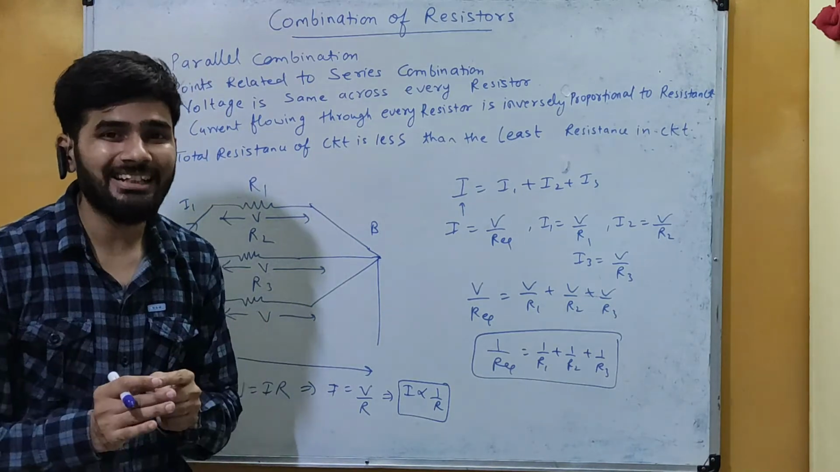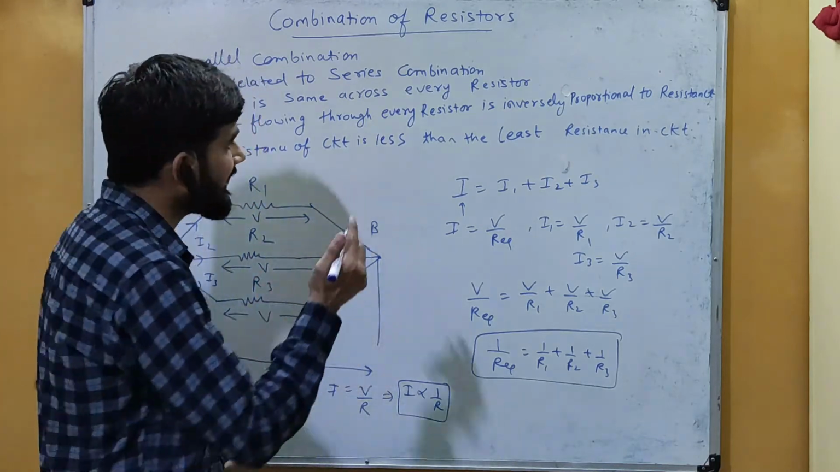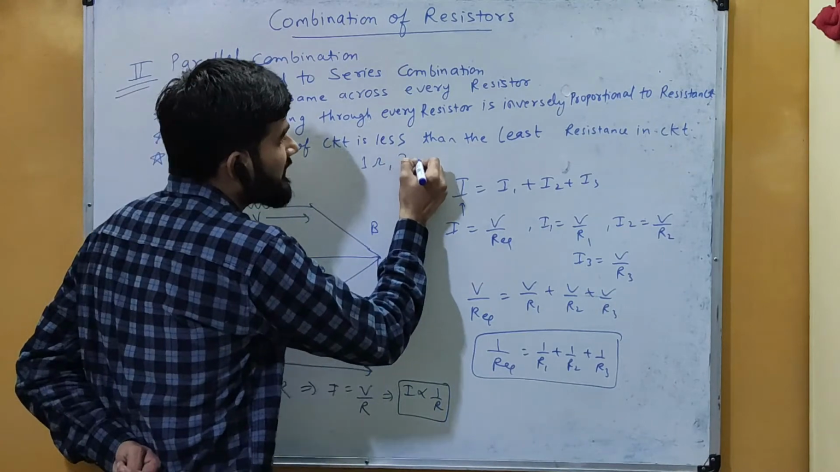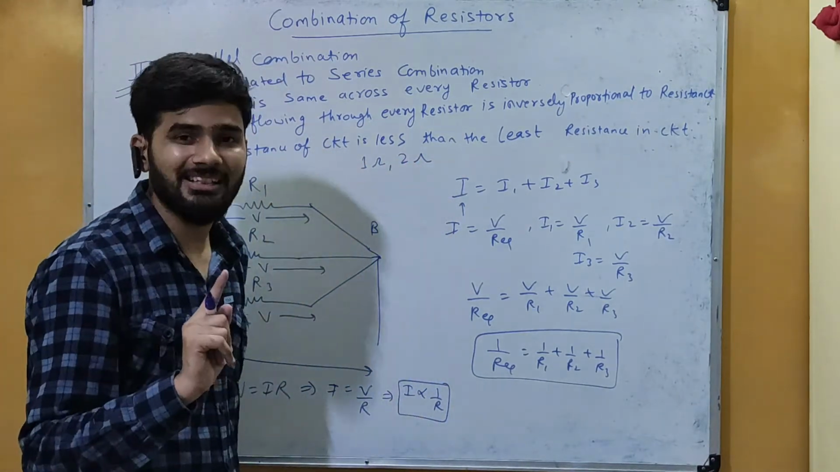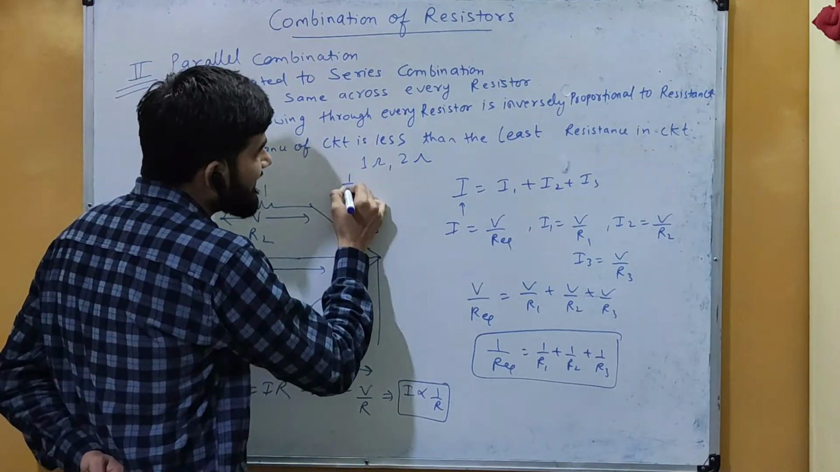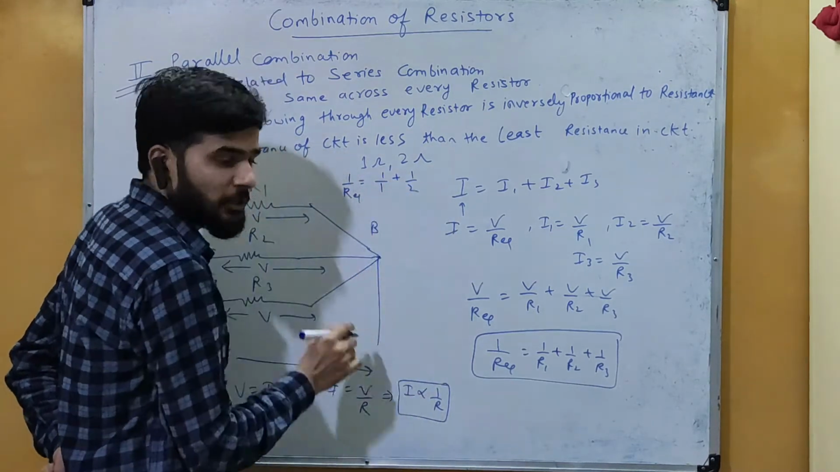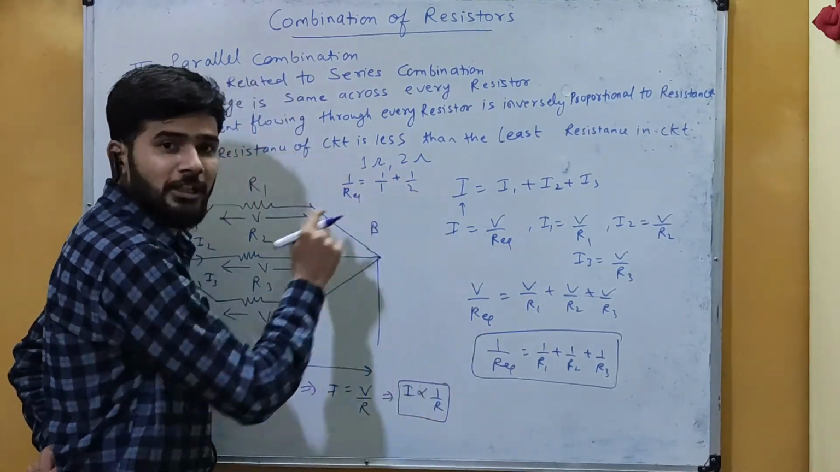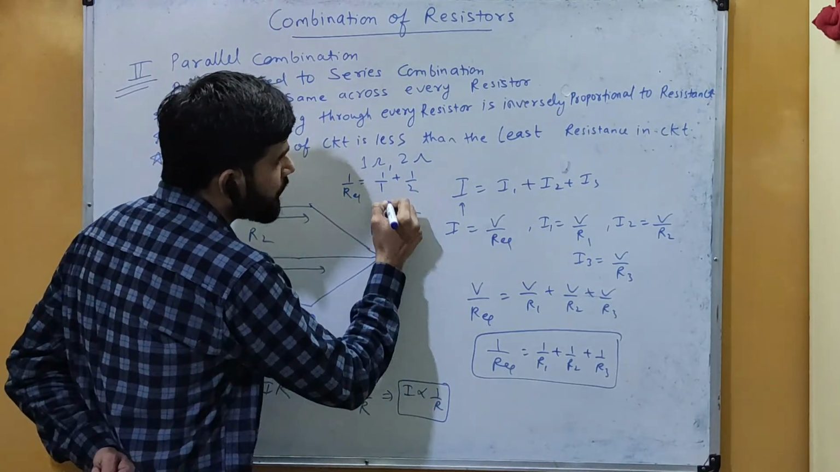So in order to understand this, let us consider again an example. हमारे पास दो रेजिस्टर्स हैं, एक की वैल्यू है 1 ओम and the second one its value is 2 ओम. ओके, जब हम इन दोनों का इक्विवेलेंट रेजिस्टेंस निकालेंगे तो कितना होगा, I can write it as 1 by R equivalent is equal to 1 by 1 plus 1 by 2. यहाँ पर जो R1 की वैल्यू कितनी है, यहाँ पर 1 और यहाँ पर R2 की वैल्यू कितनी हो गई 2. Okay, so I can take the LCM of these two, that will be 2.